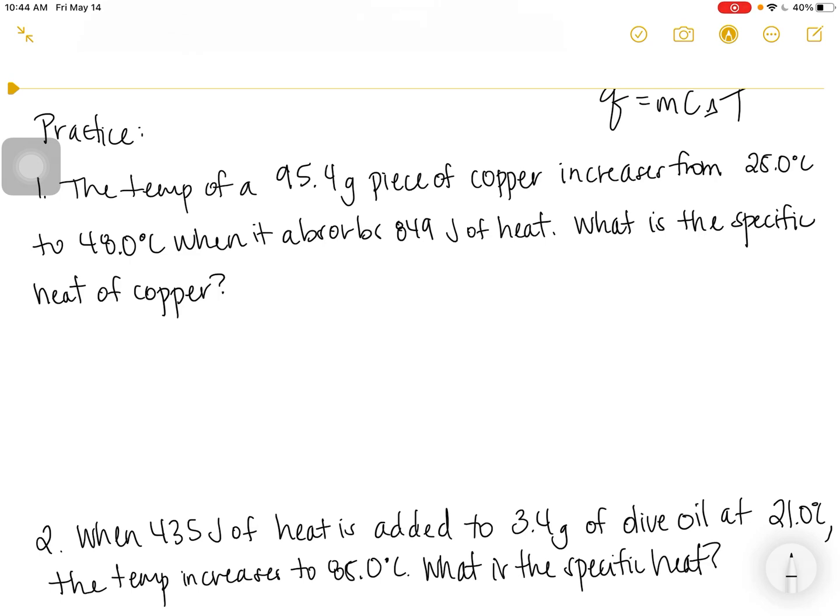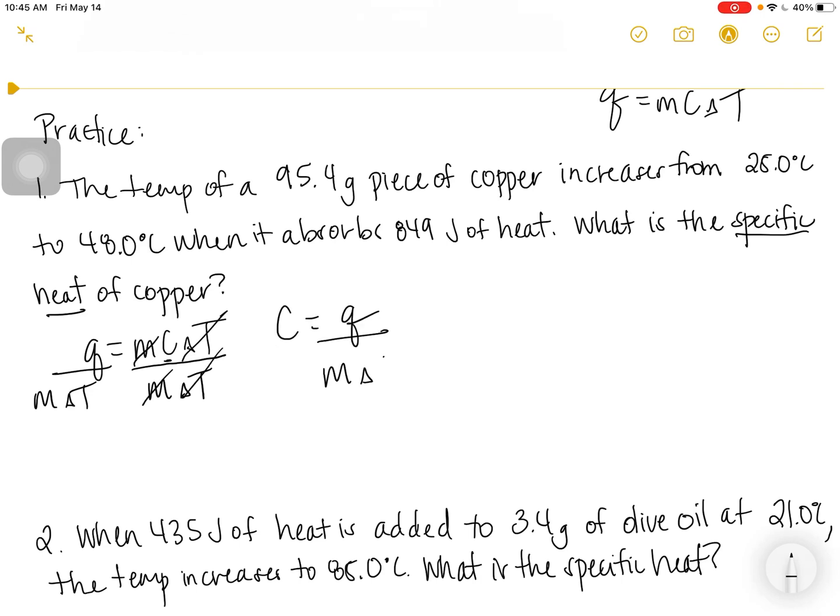All right, so the temperature of a 95.4 gram piece of copper increases from 25 degrees Celsius to 48 degrees Celsius when it absorbs 849 joules of heat. What is the specific heat of copper? So they're asking me for specific heat, which is C in my equation. So I want to solve this for C. I need to get rid of M and delta T. They're being multiplied, so I'm going to divide. And so now I have C equals Q over M delta T. And all I need to do now is plug in my numbers.